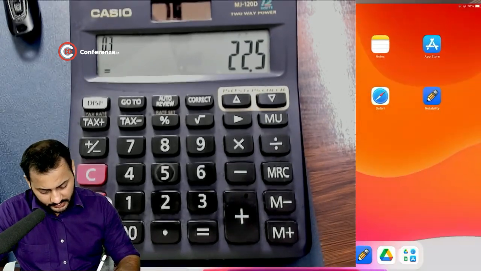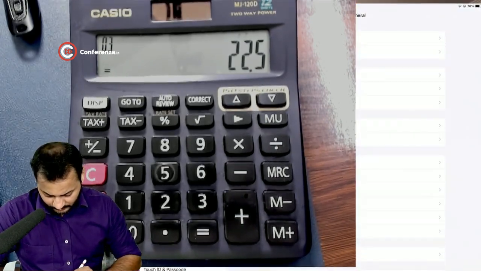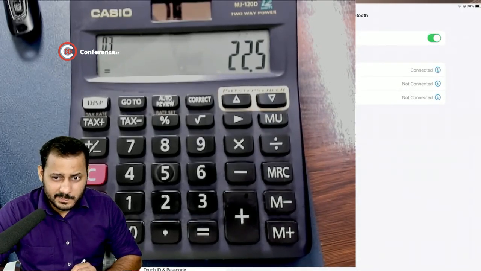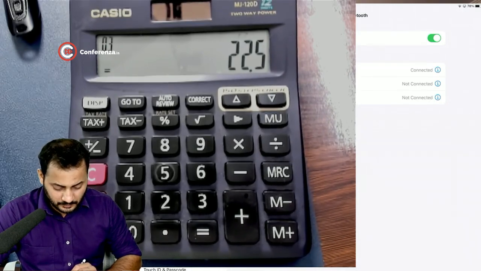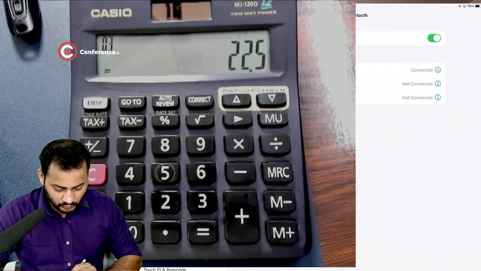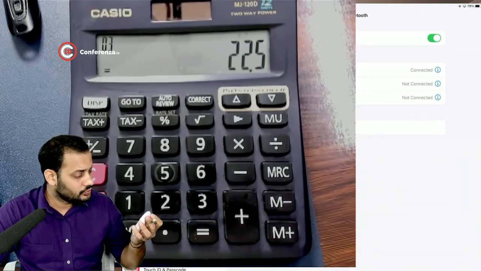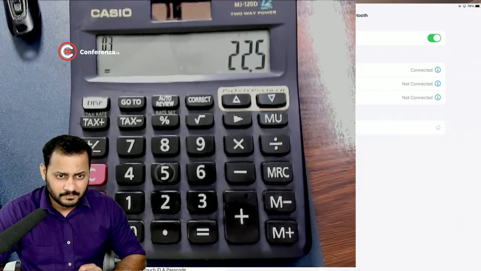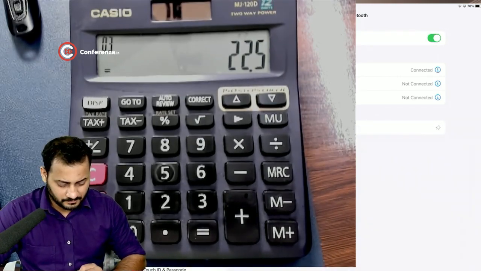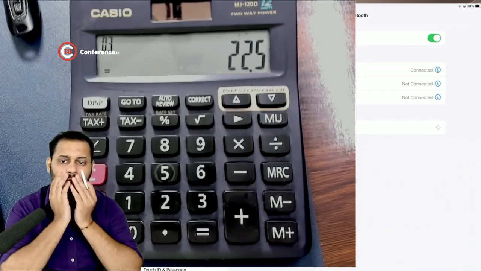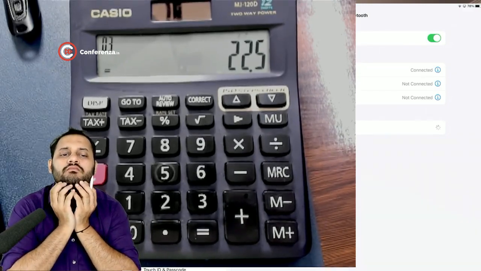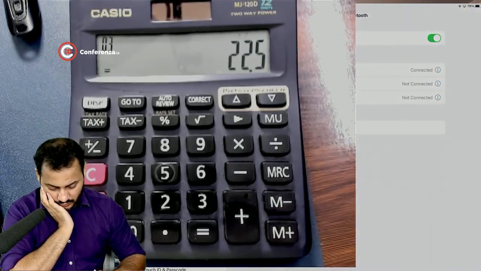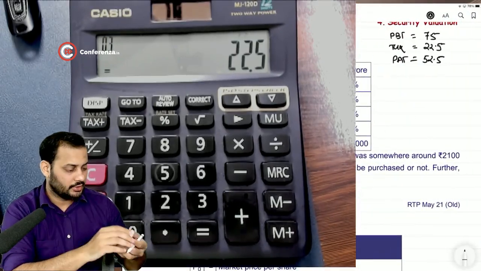Give me a second, I will just connect a Bluetooth device. Okay, so it's not connecting. I will do it in the break.